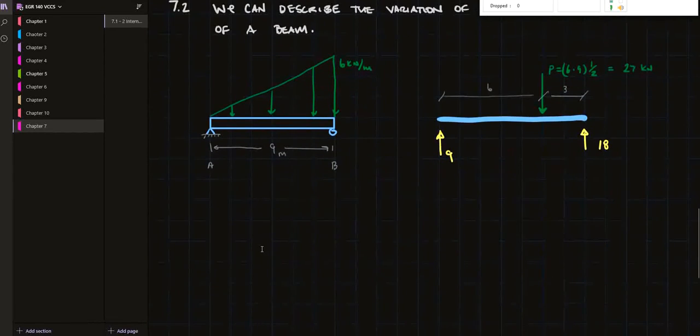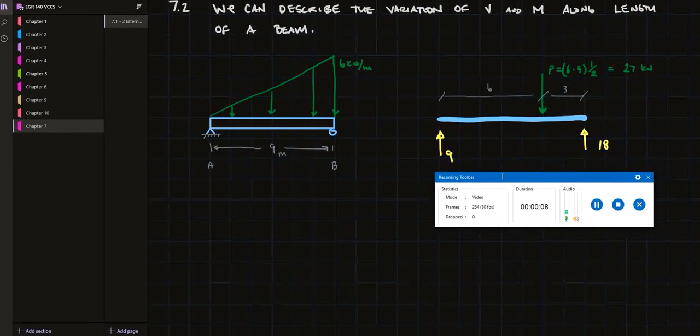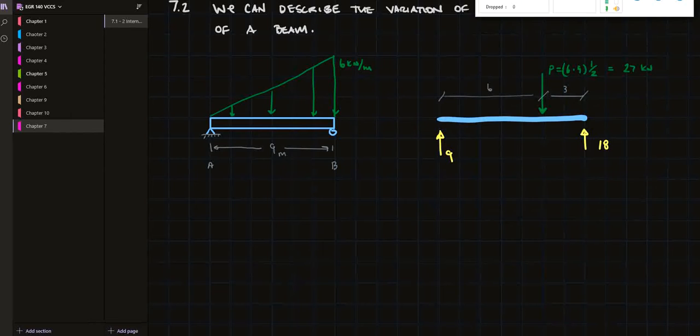Okay, here we are in section 7.2. We're going to describe the variation of our shear and moment along the whole length of the beam as a function of x. I start out by looking at our free body diagram here, mostly focusing on our reactions. I wanted to calculate what the reactions were.